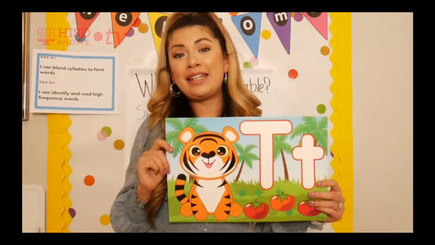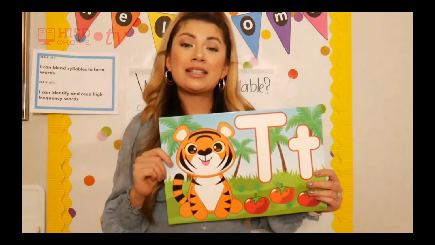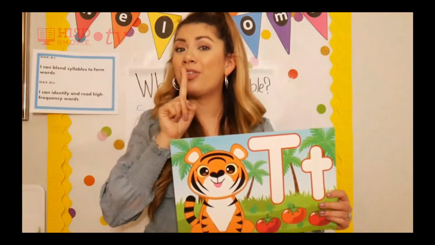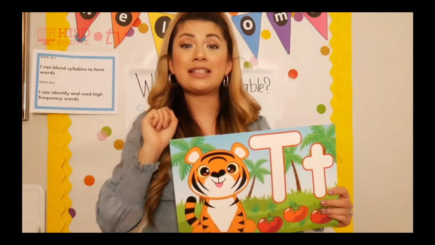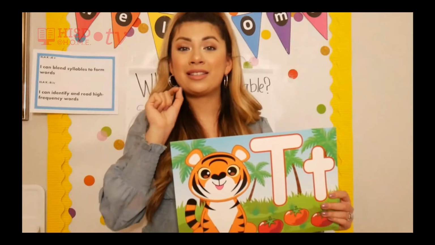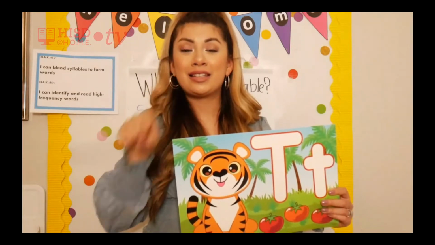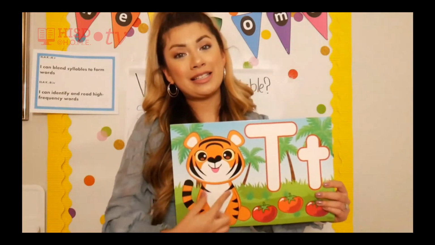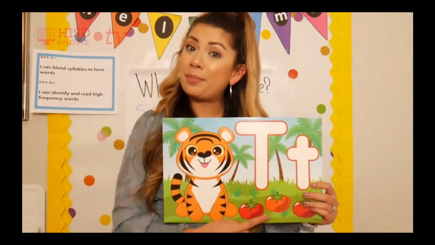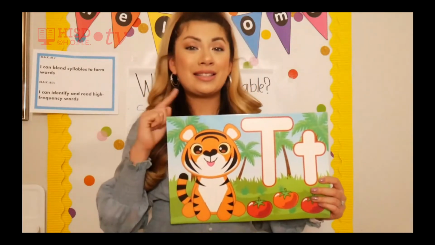T. Our tongue touches the top of our mouth very quickly. And we shoot out some air. T for tiger. T for tomato.